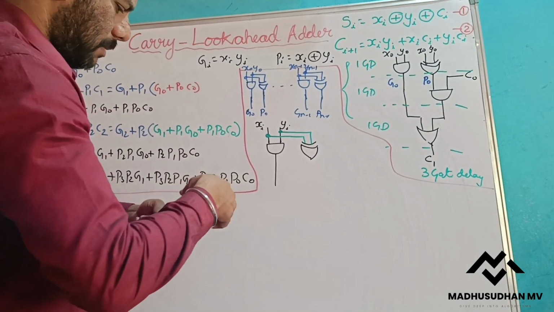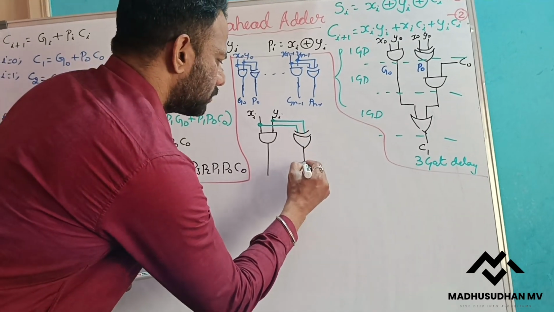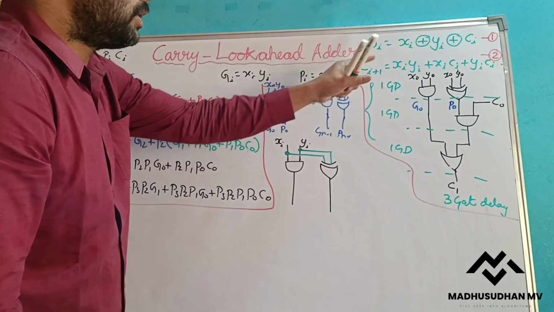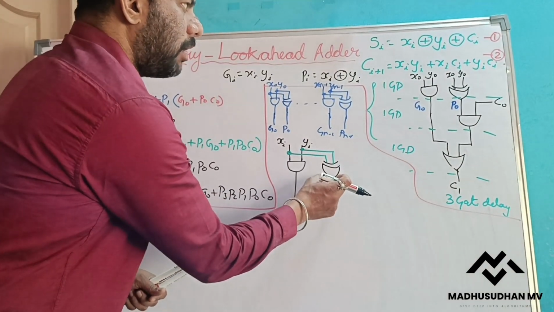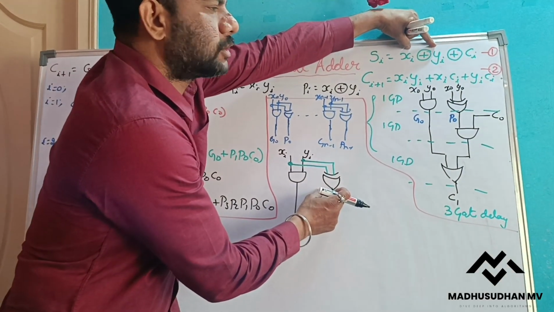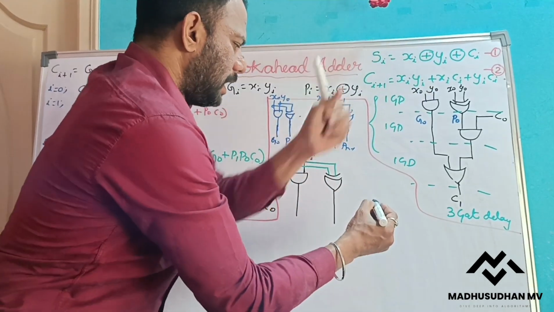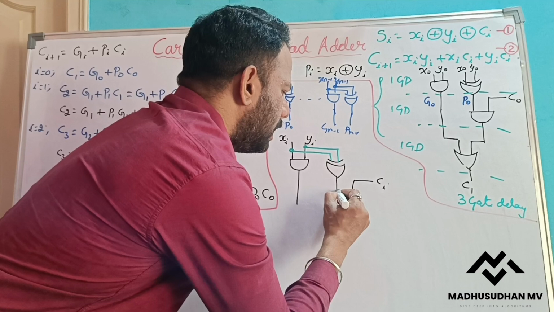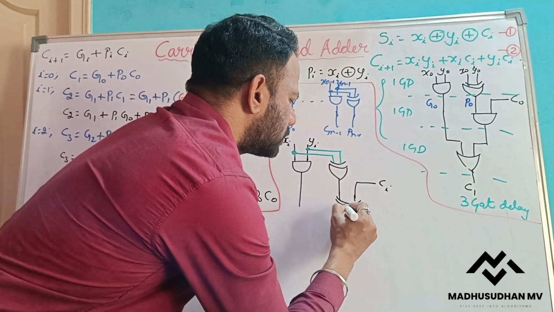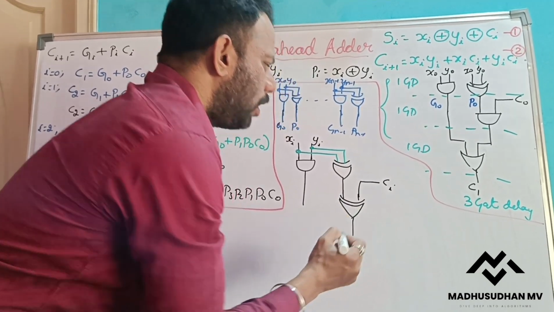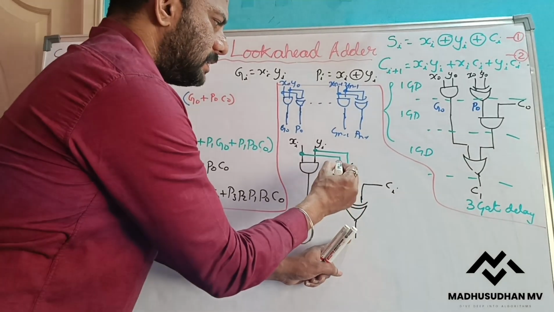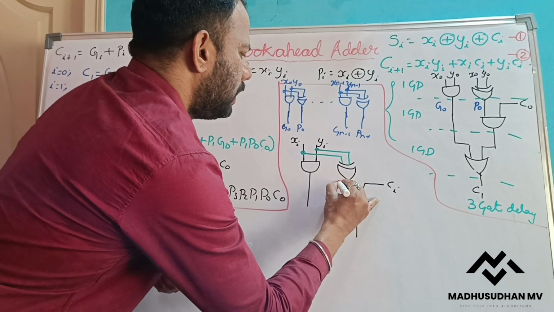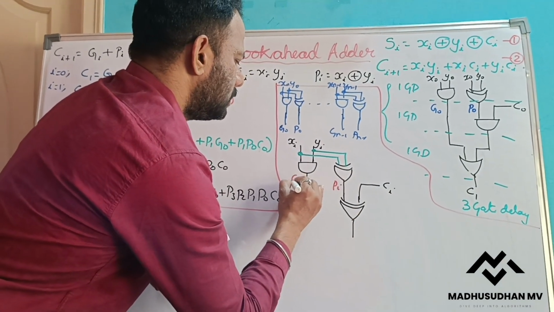Okay, now here I am getting Pi, and Gi I am getting. Now how to get Pi? Pi means Xi exclusive OR Yi, which I am already getting, plus exclusive OR Ci, which I need. So I will take one more. This is my Ci, and these two I will again exclusive OR. Now here, the output of this is my Pi and this is my Gi.